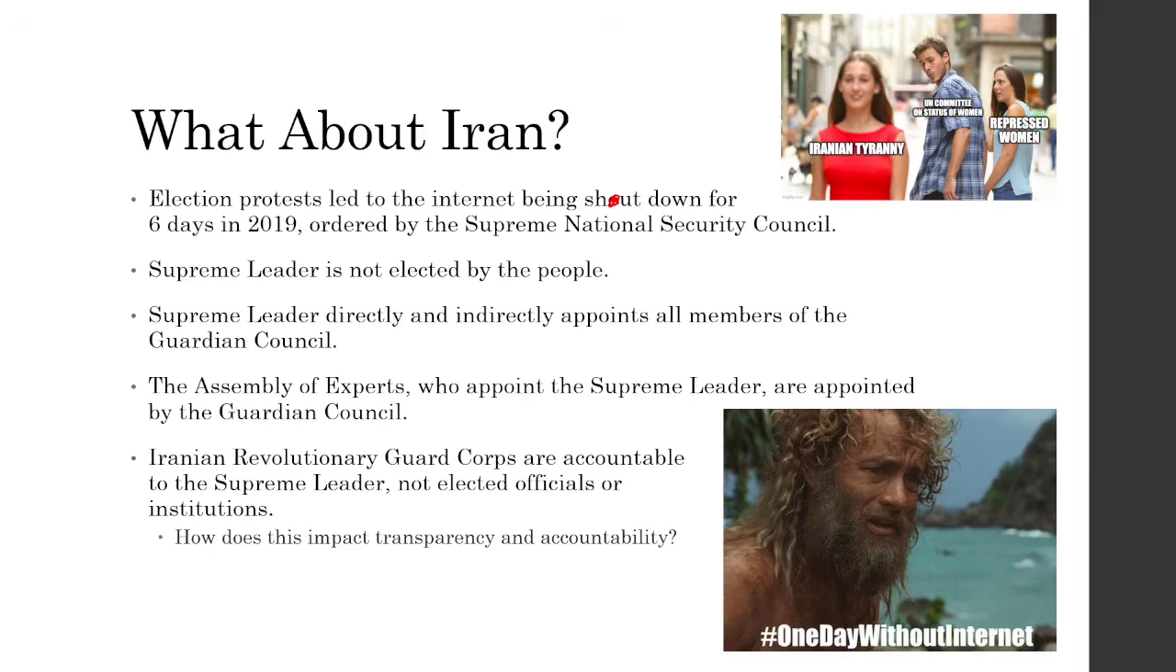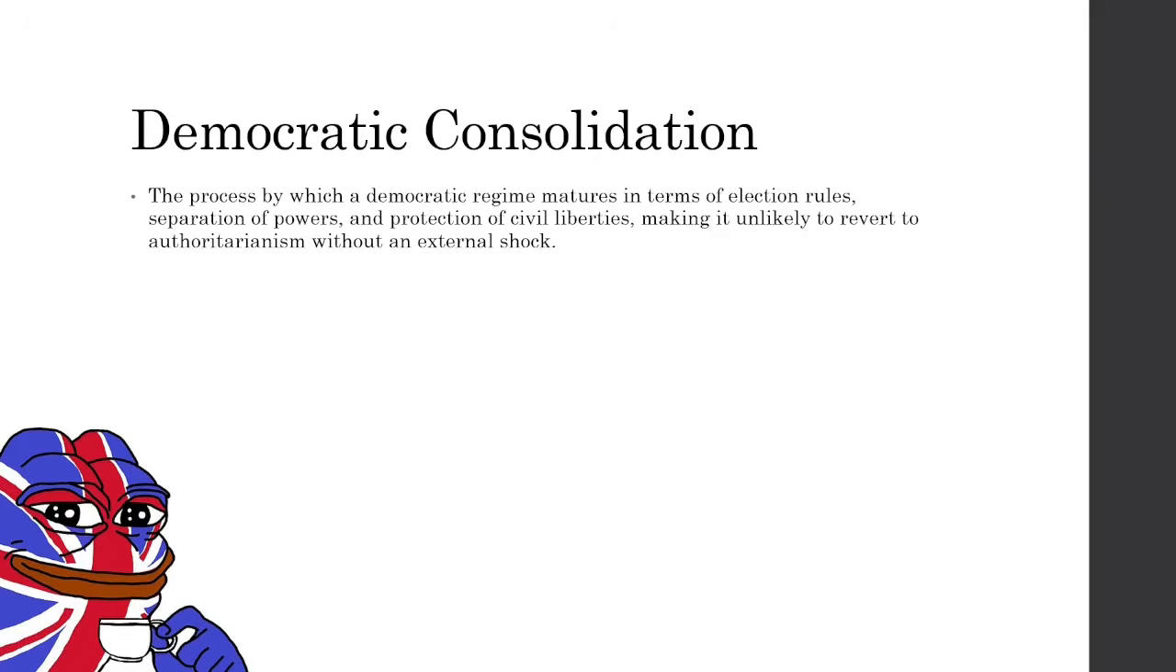So now, how does this impact accountability? Well, this organization is only accountable to the supreme leader. So they're going to do what the supreme leader wants. They're not going to care what the people want, so they're not going to be accountable to the people.